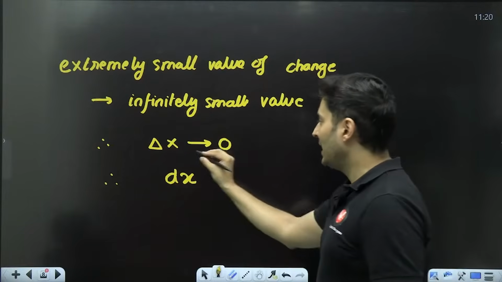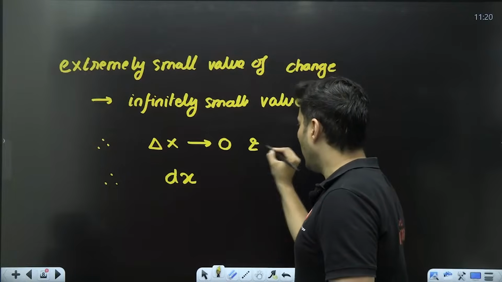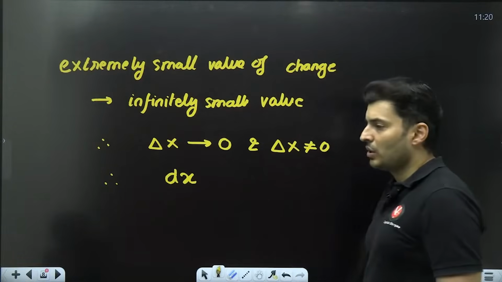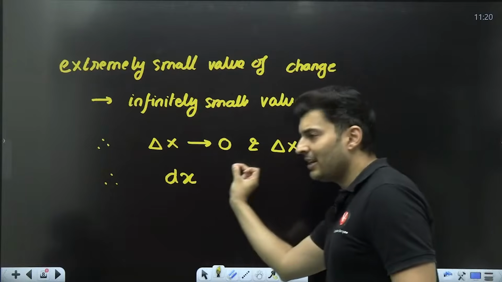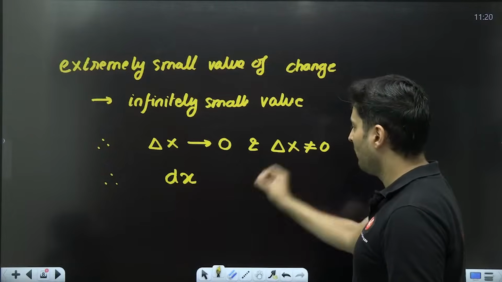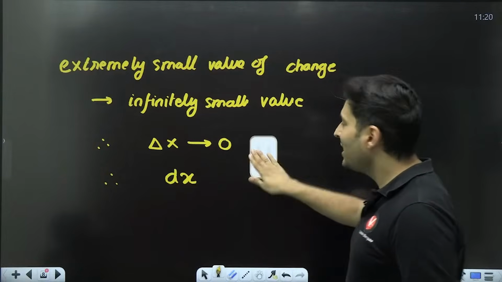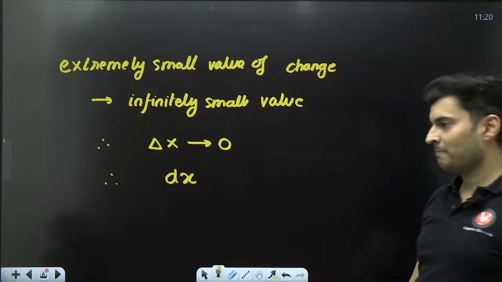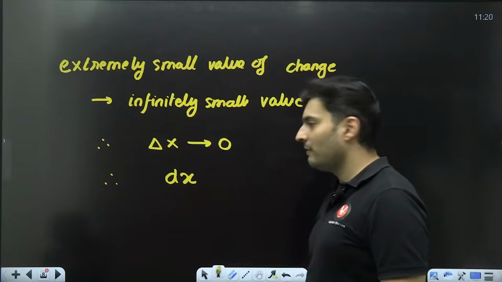When I say delta x tends to 0, it also means delta x is not equal to 0. It is very small, but it is not yet 0. It is too small, tending to 0. Understand that. You cannot write the value of this.